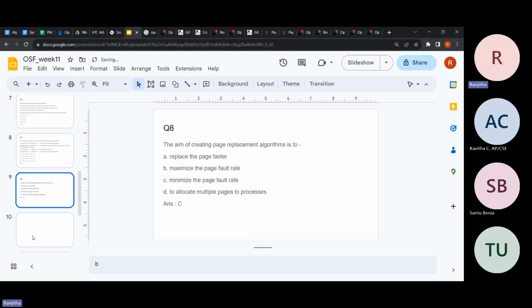But if a page fault occurs and we need to bring a desired page into memory, and if we have free frames available, then we don't need a page replacement. You need a page replacement only when a page fault occurs and there are no free frames available. But that is not mentioned here. So the next option is multiple pages are to be allocated. No. So none of these are correct. So the answer here is none of them.